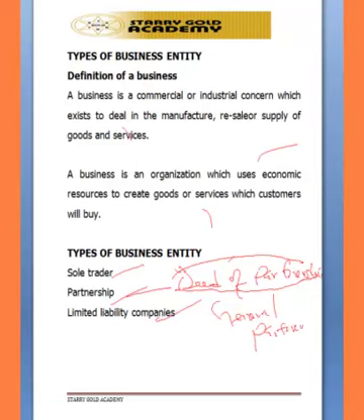What are the types of partners in a partnership business? We have an active partner, the one who contributes money and also takes part in management. What is the active partner? One who contributes money and takes part in the management of the business. You have the sleeping partner, or dormant partner. The sleeping partner only contributes money but does not take part in the management of the business.